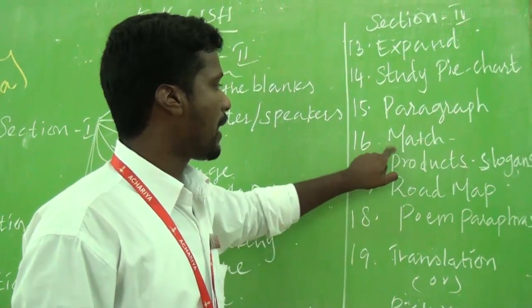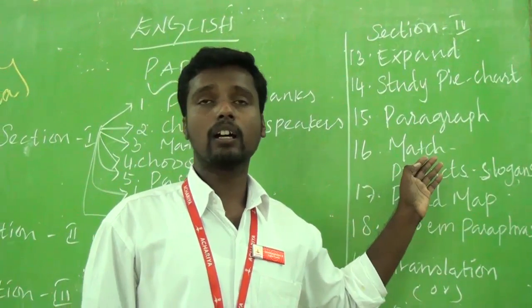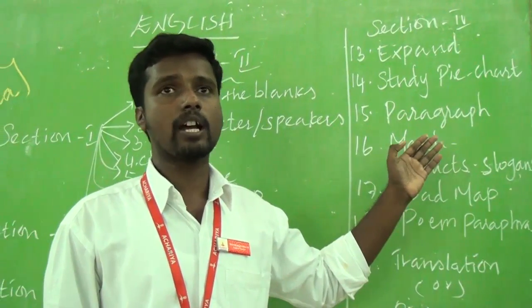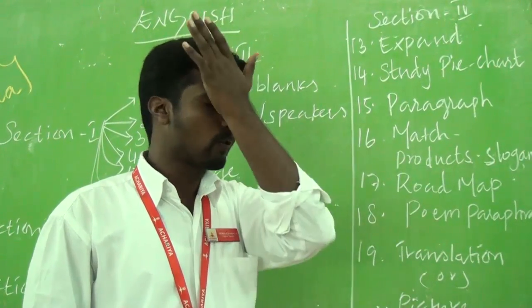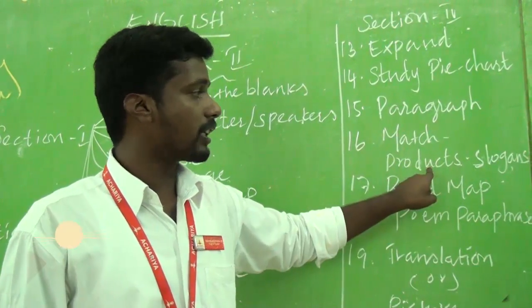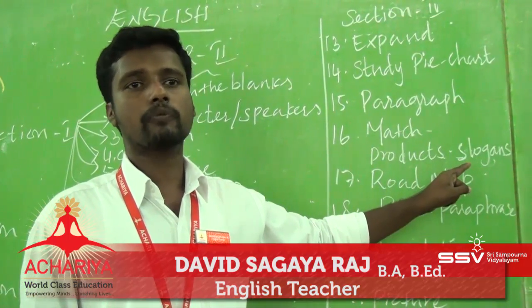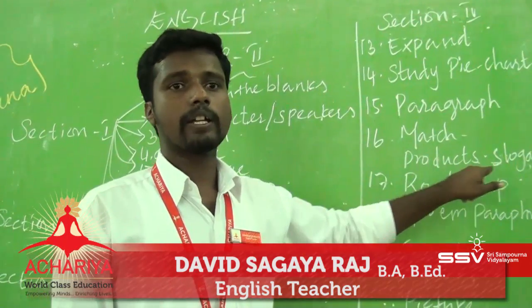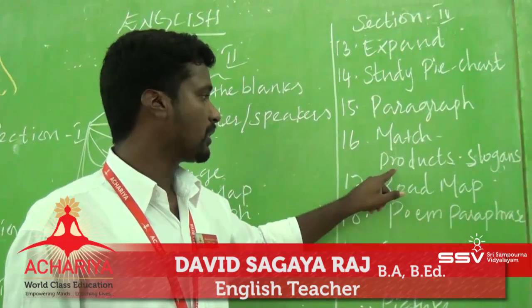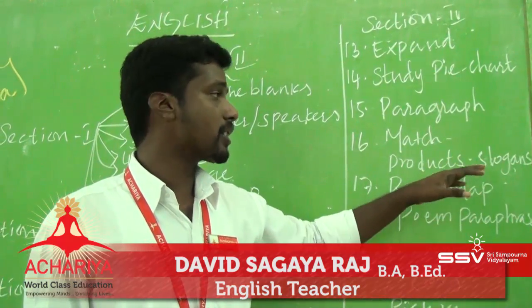Finally, match the following is very easy. Like how we see advertisements on TV, according to that we can go for it. So what is the thing? Products and slogans. Paste, Colgate: it's very fresh for the teeth. Juice: it's very cool for the health. So like this, the products and slogans will be given.